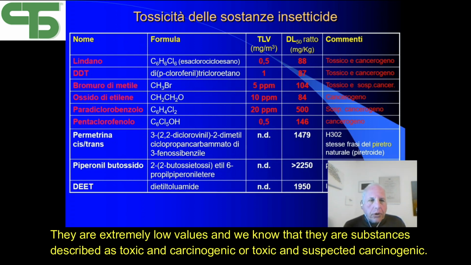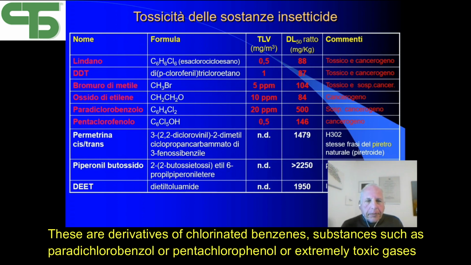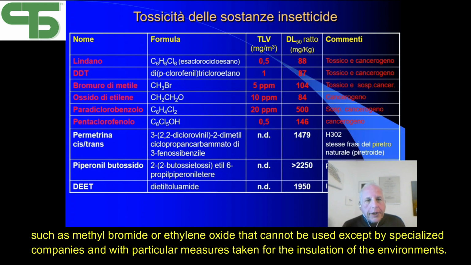They are extremely low values, and we know that they are substances described as toxic and carcinogenic, or toxic and suspected carcinogenic. These are derivatives of chlorinated benzenes, substances such as paradichlorobenzol or pentachlorophenol, or extremely toxic gases such as methyl bromide or ethylene oxide, that cannot be used except by specialized companies with particular measures taken for the isolation of the environment.